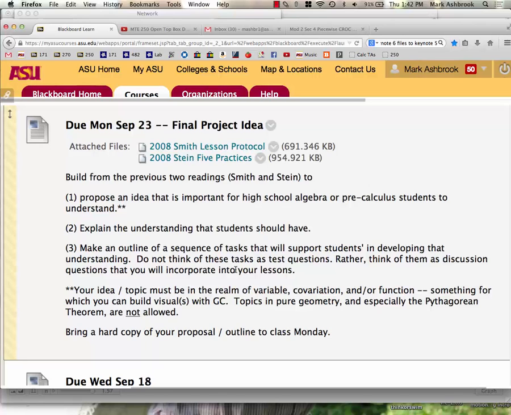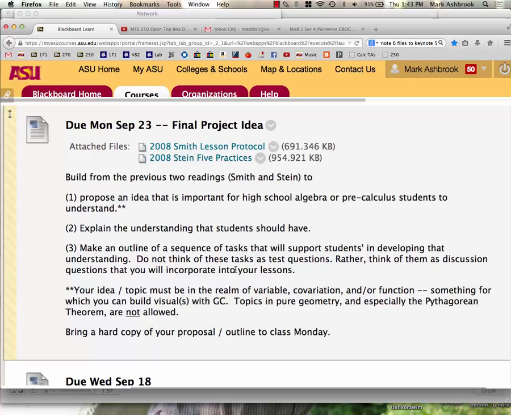Okay, and you're going to bring a hard copy of your proposal to class on Tuesday. Okay, so this is last year's. It's the exact same thing, it's just to get you thinking about what you would want to do your final project about, which is I think 40% of your grade, is that right? Big chunk of your grade. So we've got to come up with an idea.